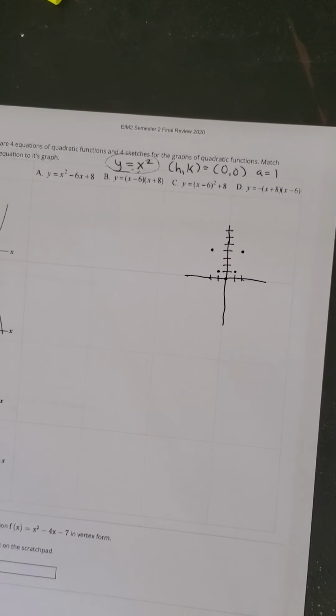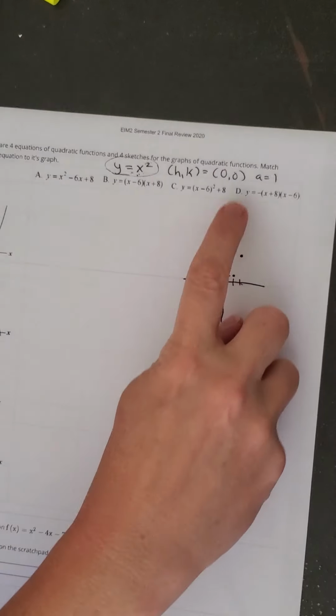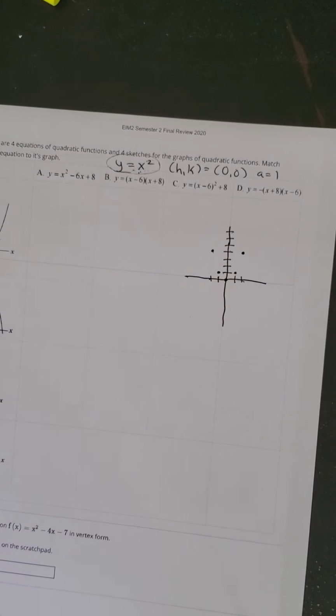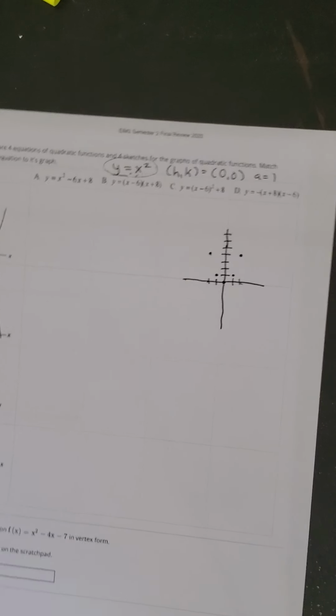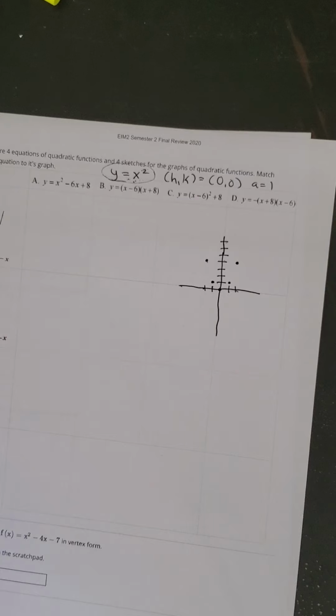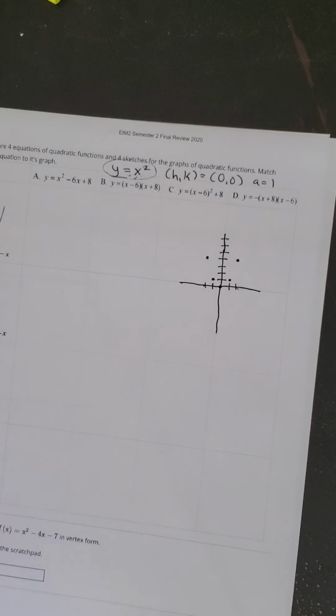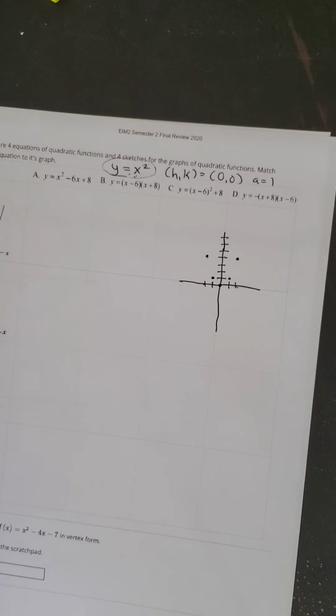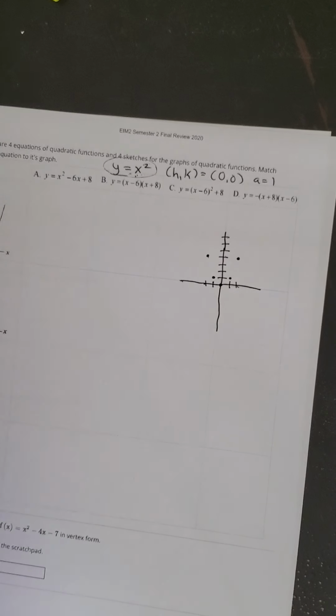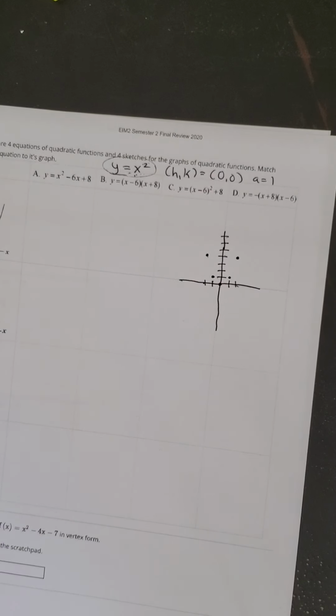And so what happens is a will make those y values multiply by whatever a is. So if a is like 4, they'll be 4 times taller. If a is a half, they'll be half as tall. Okay. And then h and k will shift your graph left and right, and up and down. And then also if a is negative, it will reflect your graph.